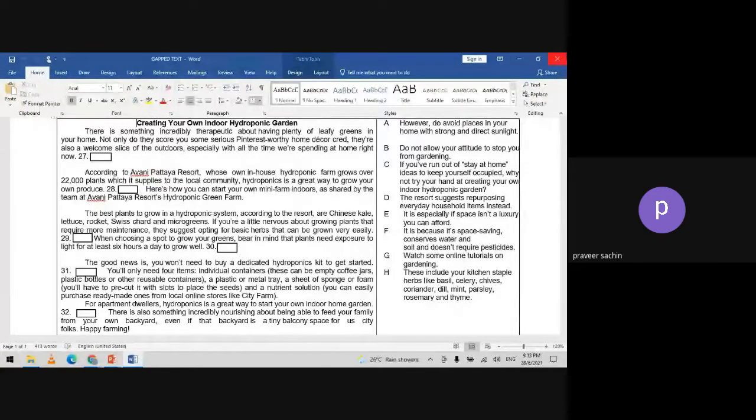When choosing a spot to grow your greens, bear in mind that the plant needs exposure to light for at least 6 hours a day to grow well. The good news is you won't have to buy a dedicated hydroponic kit to get started. You only need 4 items: individual containers. These can be empty coffee jars, plastic bottles, or other reusable containers, a plastic or metal tray, a sheet of sponge or foam, pre-cut with slots to place the seeds, and a nutrient solution. You can easily purchase ready-made ones from local online stores like City Farm.